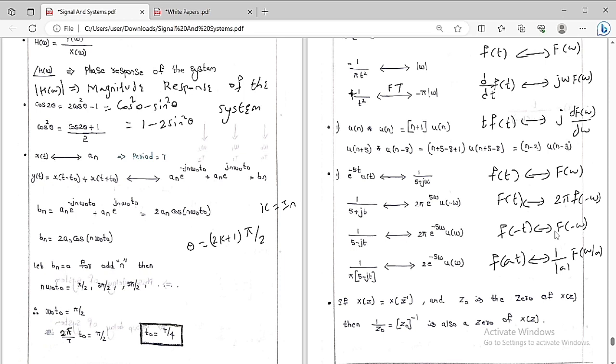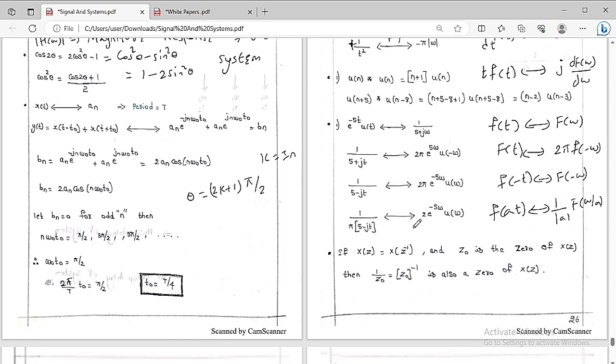A greater than 1 means we can say it is compressing in the time domain. A less than 1 means it is expanding in the time domain. So this one I already told you so many times. And e to the power of minus a t into u of t has a Fourier transform 1 by a plus j omega. So these things I already told you so many times.